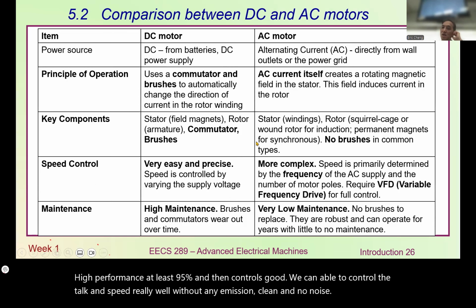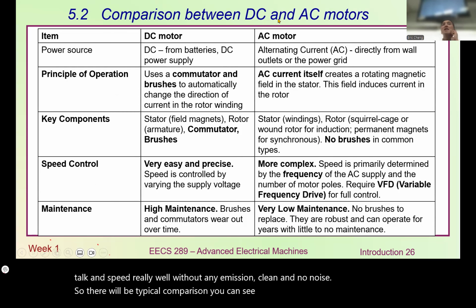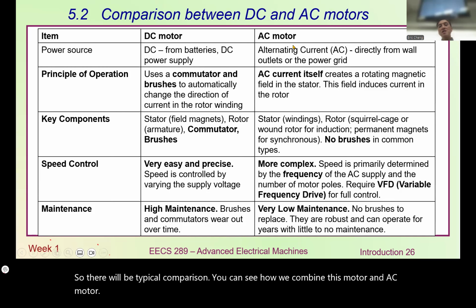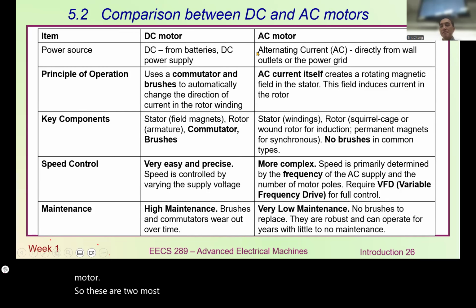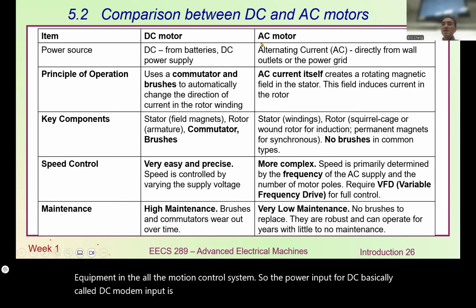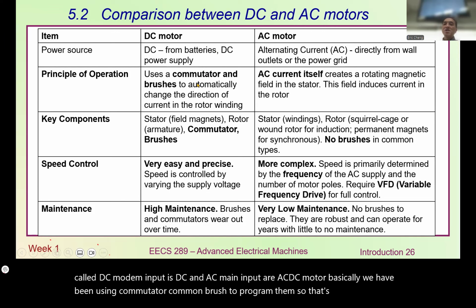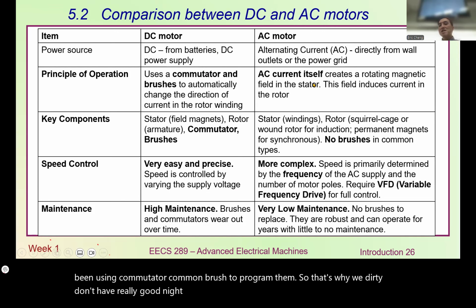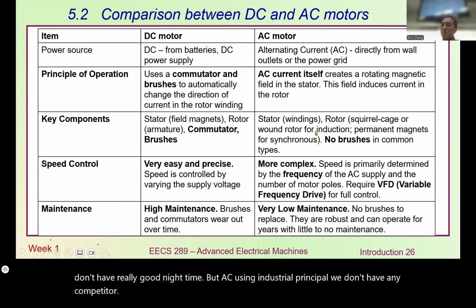So here is a typical comparison of DC motor and AC motor. These are the two most important pieces of equipment in all motion control systems. For the power input, a DC motor means the input is DC, and an AC motor means the input is AC. A DC motor uses a commutator and carbon brushes, which makes it really dirty and gives it a poor lifetime. AC uses the induction principle and doesn't have any commutator. That's why these make the two major differences.